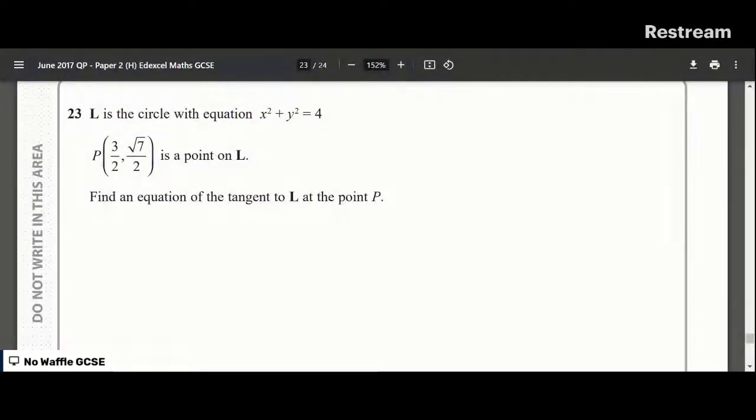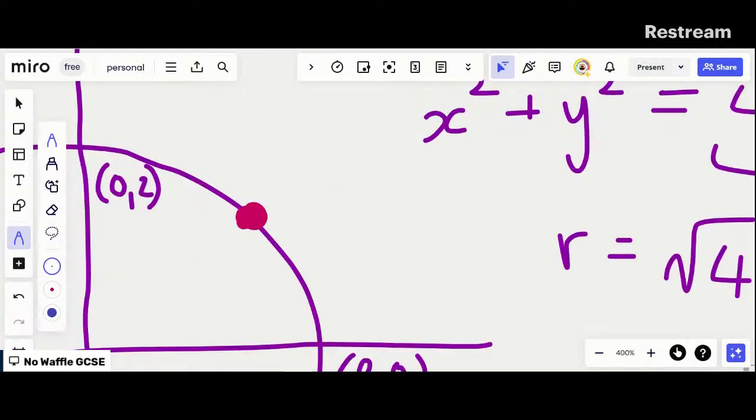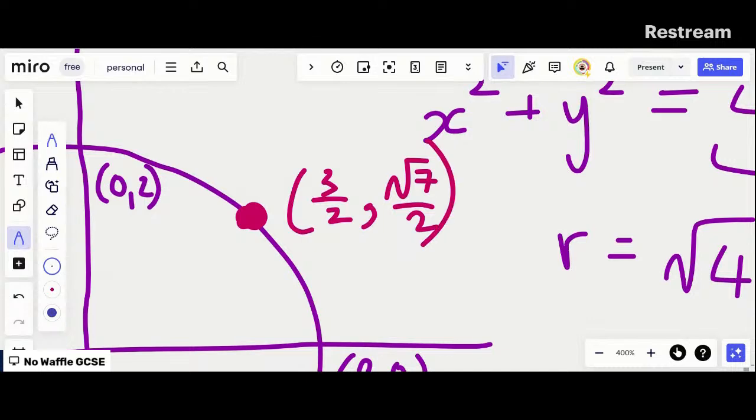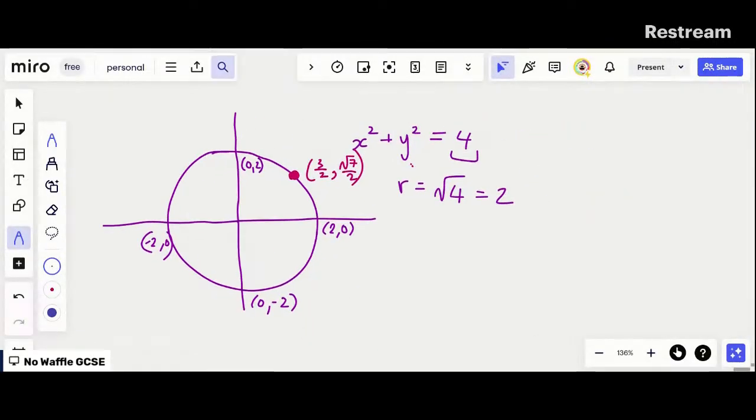So what's the rest of the question? P is a point on the circle. You've got 3 over 2, root 7 over 2. Let's just draw this random point. It doesn't really matter if that's actually where the point exists or not. So we've got 3 over 2, root 7 over 2. And then the question is asking us, find an equation of the tangent to L at the point P. So effectively where it touches the circle just like that once and only once.